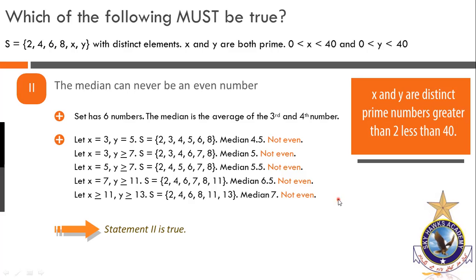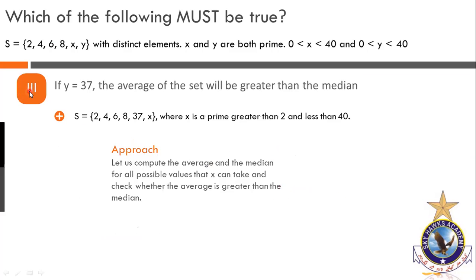Now let's see what is next. Next is just to analyze the third one. If y is 37, this was the complete statement: if y is 37, the average of the set will be greater than the median. What I mean to say, if you are putting y as 37, then the average of the set will be greater than the median. Median, you know what that is? 7. Every time, the greatest median is what?